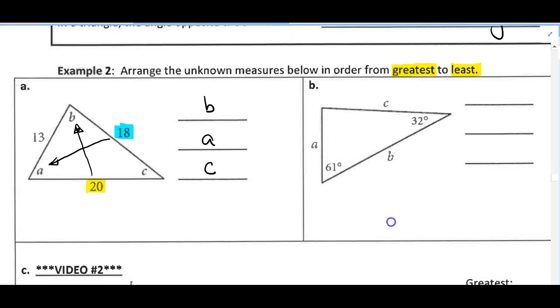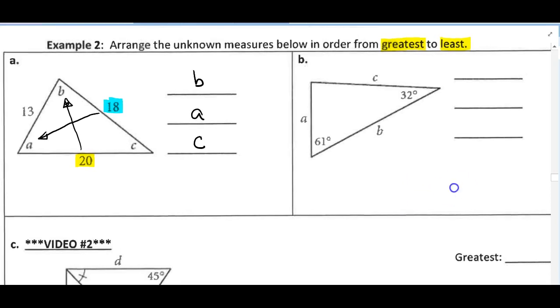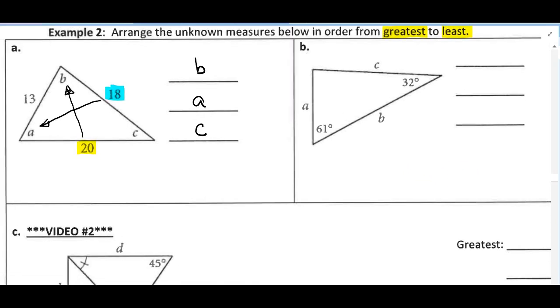So why don't you go ahead and pause the video and work on part B, and then when you come back, the solution will be there so you can check. So pause now and do part B.